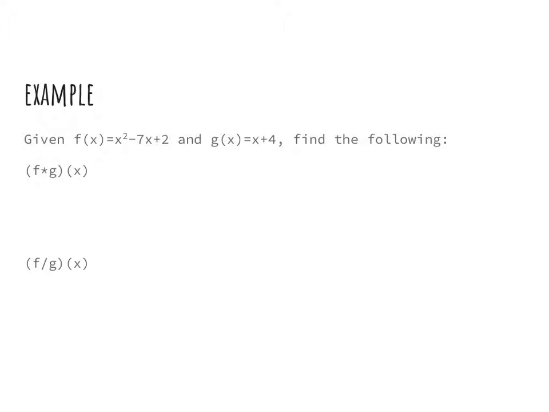Our next example, we've got f of x is x squared minus 7x plus 2, and g of x is x plus 4. So when we multiply them together, again, I'm going to be foiling. So x squared times x gives me x cubed. X squared times 4 gives me 4x squared.